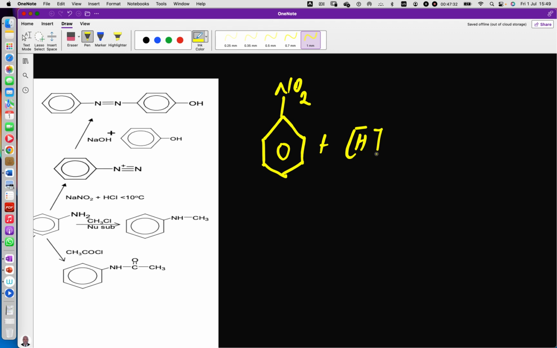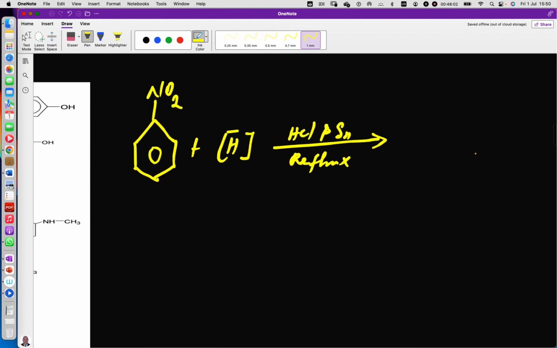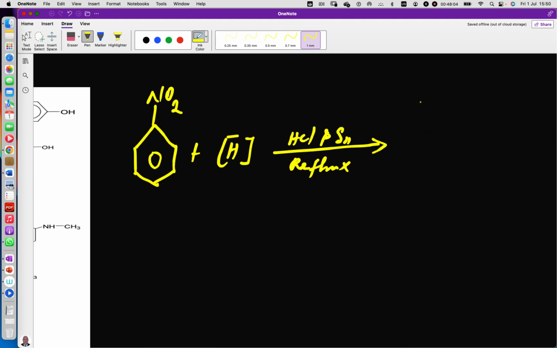I said it is a reduction. Reduction has to do with addition of hydrogen. Meanwhile, oxidation is addition of oxygen. Now we are passing it through what? There is concentrated HCl and tin, then under reflux, and what you will have is phenylamine.